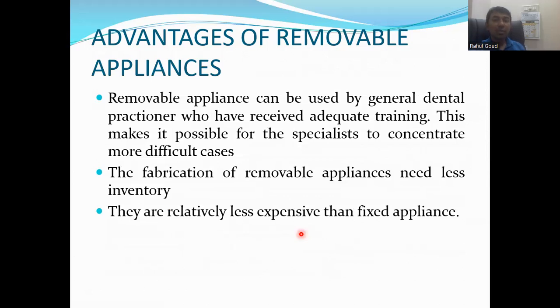Removable appliances can be used by general dental practitioners who have received adequate training. This makes it possible for the specialist to concentrate on more difficult cases. The fabrication of removable appliances needs less inventory and they are relatively less expensive than fixed appliances.